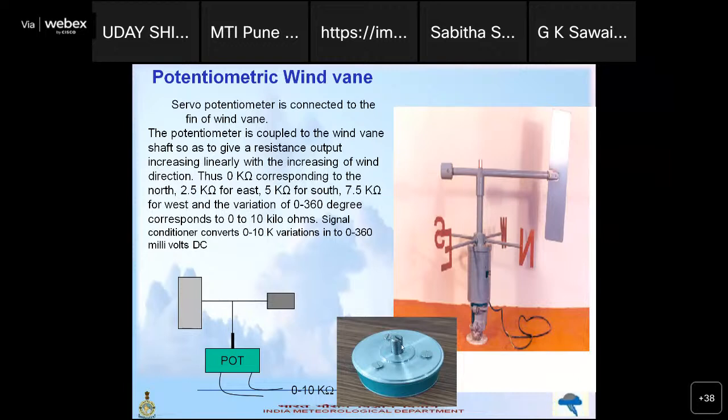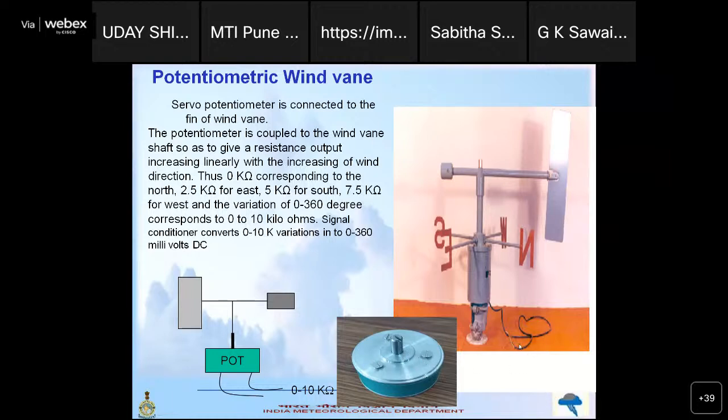Inside the notch, this vertical shaft is fixed, and whenever this wind vane moves, this also moves. So this also rotates, and in this way internally some resistance will be connected. A pointer is there, it also moves internally. So whenever the wind direction shows, that internal resistance will come into picture.